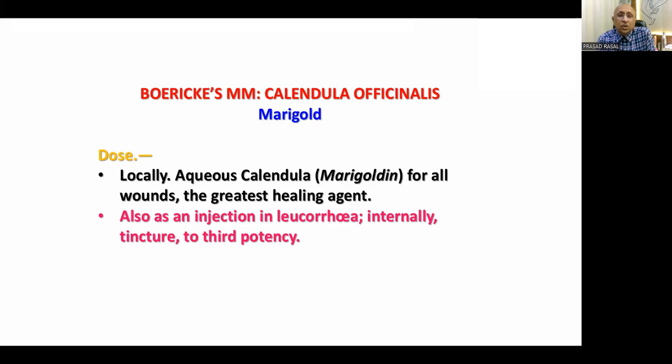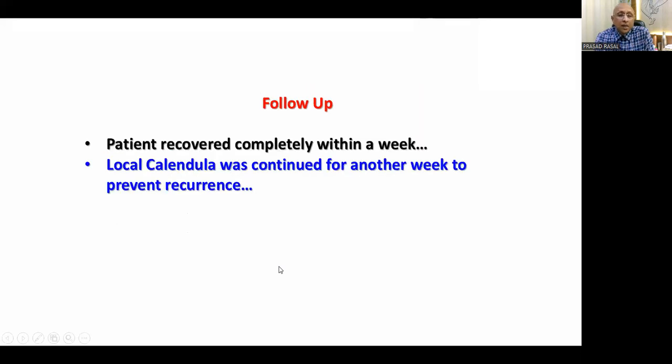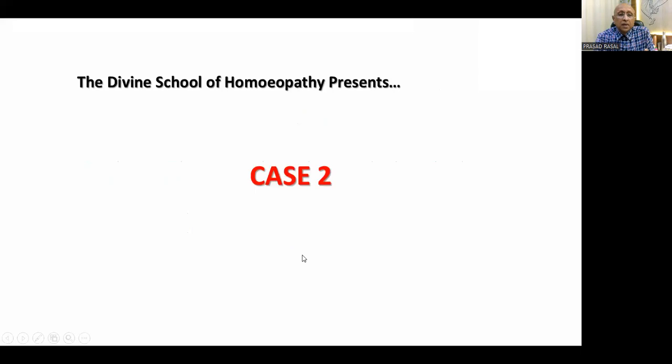It immediately stops the itching, irritation, discharge, and it works beautifully. So that's my aspect of using it. The follow-up was very fantastic. The patient recovered completely within a week. Local calendula was continued for another week to prevent the recurrence, and the patient was solved. So see, simple things are very simple, but we have to use them in a proper manner.